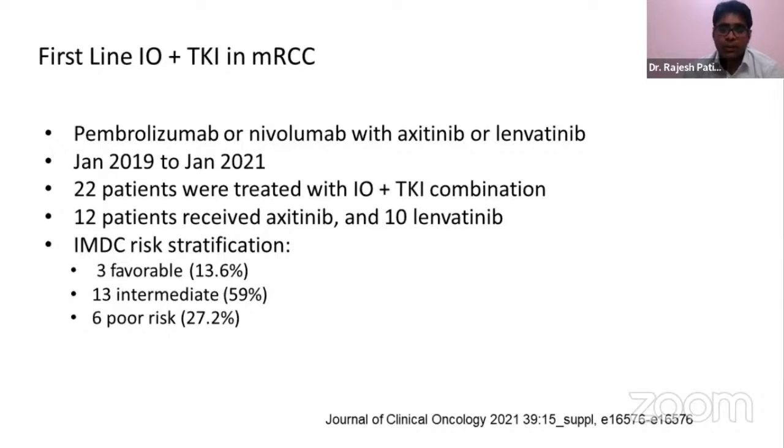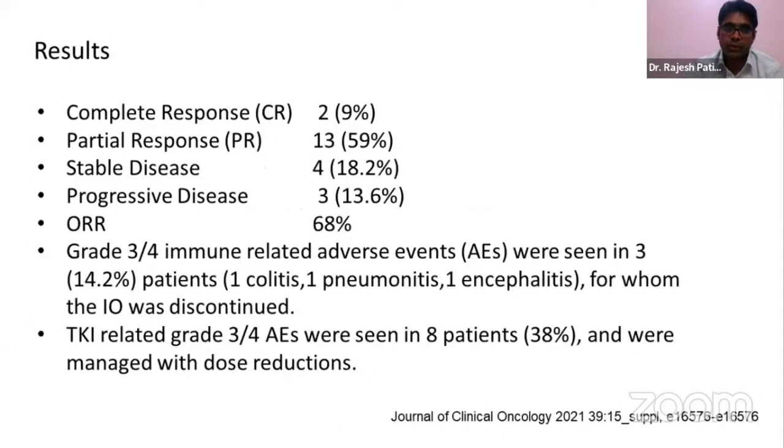60%, and 27% of the patients were high risk in their study. What they observed? They observed an overall response rate of 68%, and 60% of the patients had a partial response, and they found around 18% of the patients were having stable disease. So these responses were correlating with the responses that we have seen in IO plus TKI in a randomized trial. They have seen grade 3 and grade 4 immune-related adverse events in only 15% of the patients.